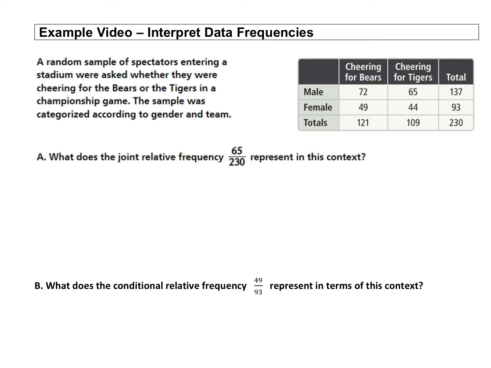Okay, so quick little review of some of that. Let's answer our first question. What does the joint relative frequency 65 over 230 represent in this context? Okay. So we have 65 over the 230. So we can see that the 65 is the number, that's a joint frequency right here, because it's the joint of people cheering for the Tigers that are also male. So that's a joint frequency.